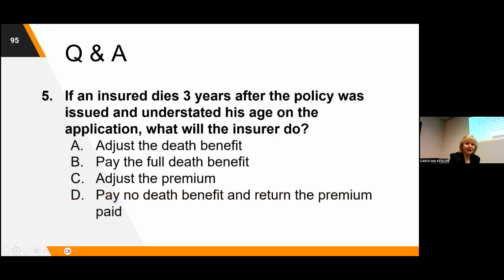If an insured dies 3 years after the policy was issued and understated his age on the application, what will the insurer do? Yeah, they're going to adjust it. Anytime they understate their age, they adjust, right? The death benefit, not the premium, the death benefit.